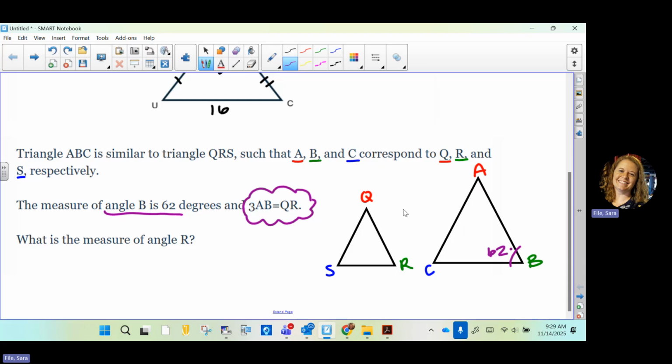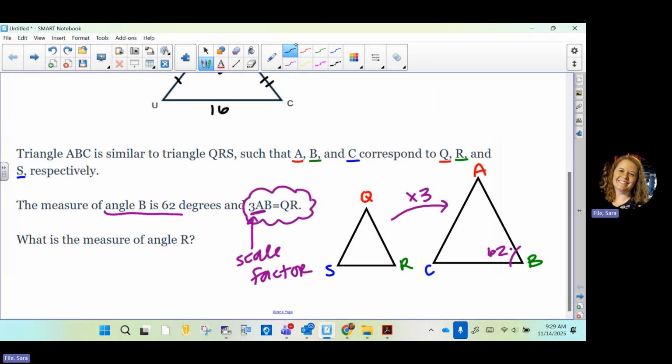So AB and QR are corresponding sides. So they're telling you that AB is 3 times as long. So we don't know the numbers. Like if QR was 2, that means that this would be 6. They're telling you your scale factor for the side length. Okay. That means the scale factor is 3. Does that make sense, guys? Yes. Now, do we need the scale factor to answer for the measure of angle R here?